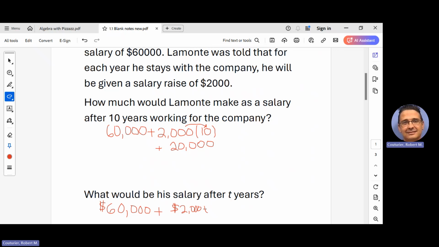And we rewrite everything else. I know we are at the point where maybe you do this in your head, but guys, show all your work for now. We're getting back in the game after a long summer. Do it. 60,000 plus 20,000 is 80. This is how much Lamonte is going to make in 10 years.